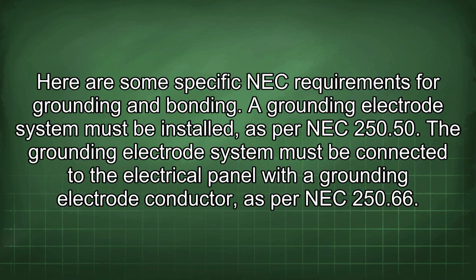Here are some specific NEC requirements for grounding and bonding. A grounding electrode system must be installed, as per NEC 250.50. The grounding electrode system must be connected to the electrical panel with a grounding electrode conductor, as per NEC 250.66.